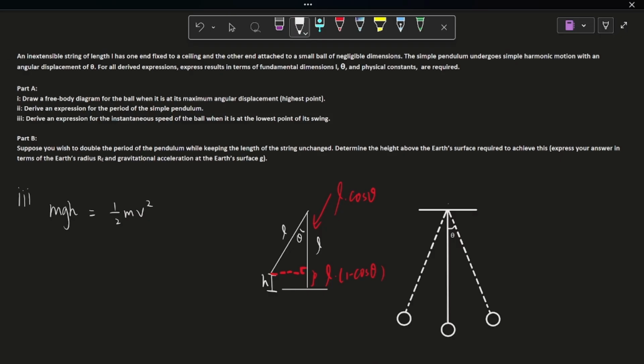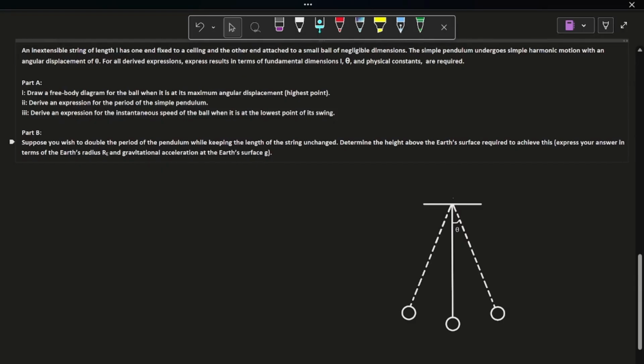Let's plug it in to the expression. G times L times 1 minus cosine theta is equal to 1 half v squared. Simple algebra, picking the positive solution, v is equal to the square root of 2gL times 1 minus cosine theta. Now let's look at part B.